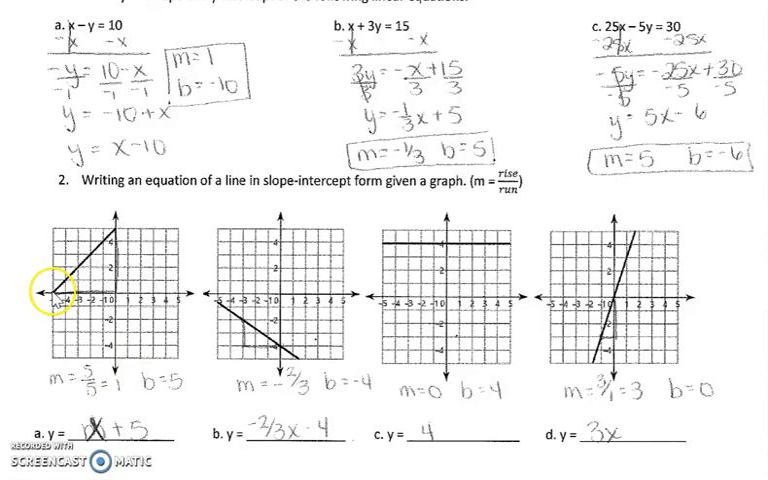I'm going to start here, and I'm going to go up to here. So I'm going to go 1, 2, 3, 4, 5. I rose 5, +5 because I went up. 1, 2, 3, 4, 5. I went right 5, right is also positive. So slope is 5/5, which you reduce to 1. y equals mx plus b, so mx, slope is 1, so 1x plus 5.